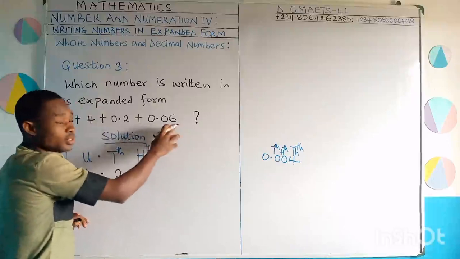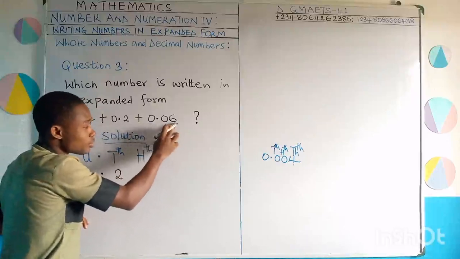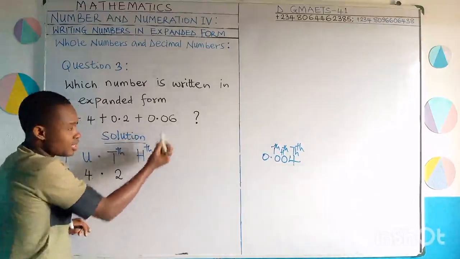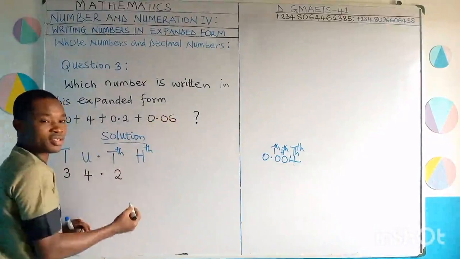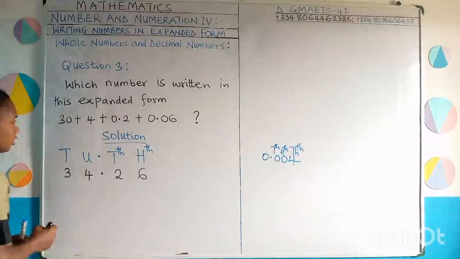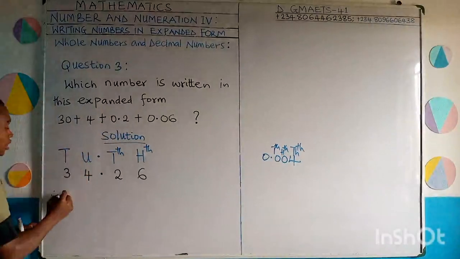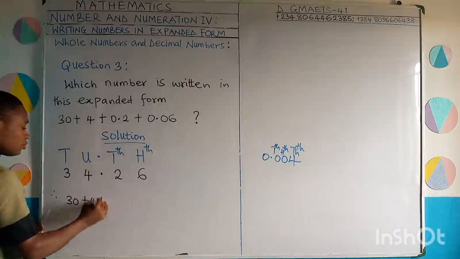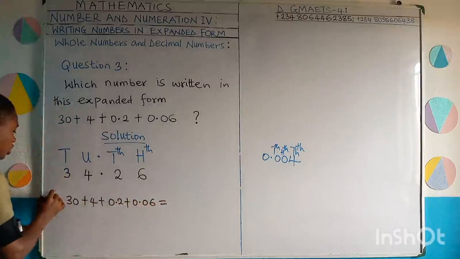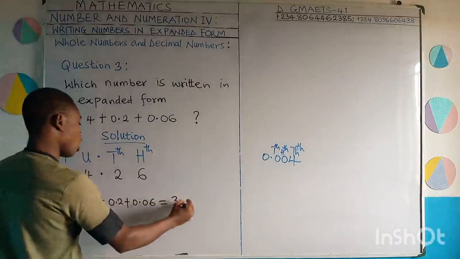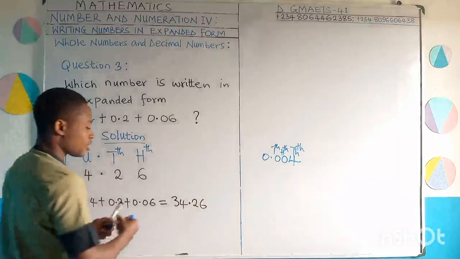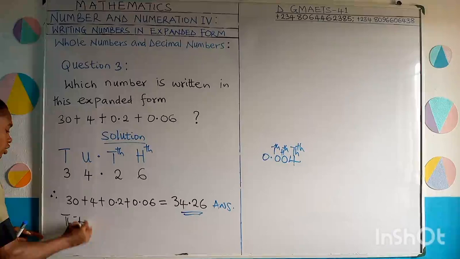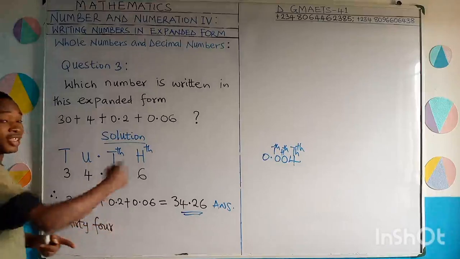Then come to this number. Go to the decimal digit 0.06. You are picking the digit which is not 0, and the digit is 6. This 6 is under what place value? Hundredths. Therefore, it will come under this. Therefore, we conclude that the number 30 plus 4 plus 0.2 plus 0.06 represents 34.26. That's the answer. Let me write it in words for you. That is 34 and 26 hundredths.